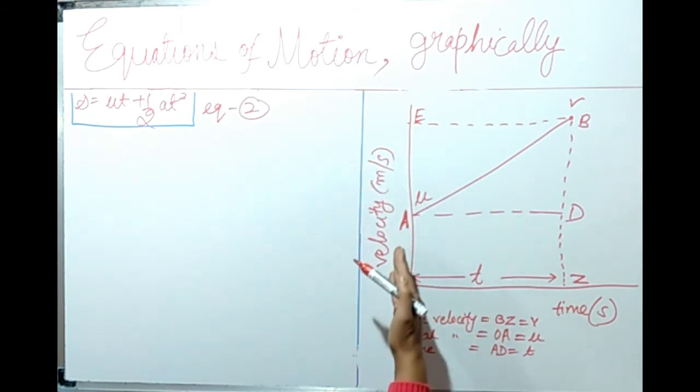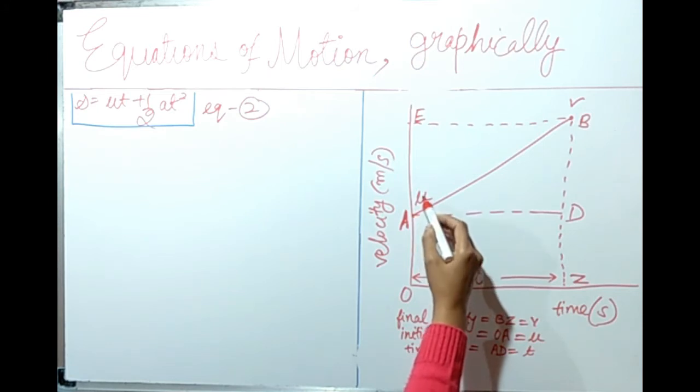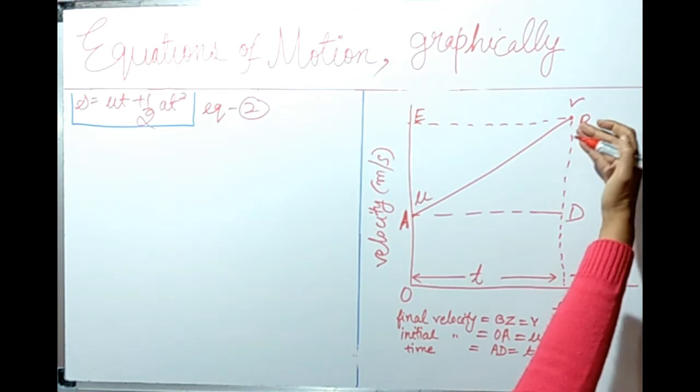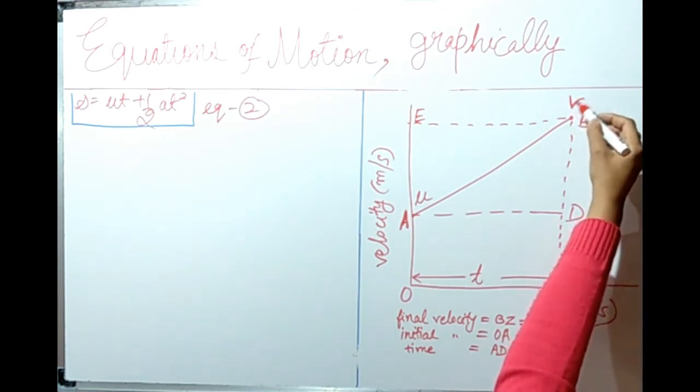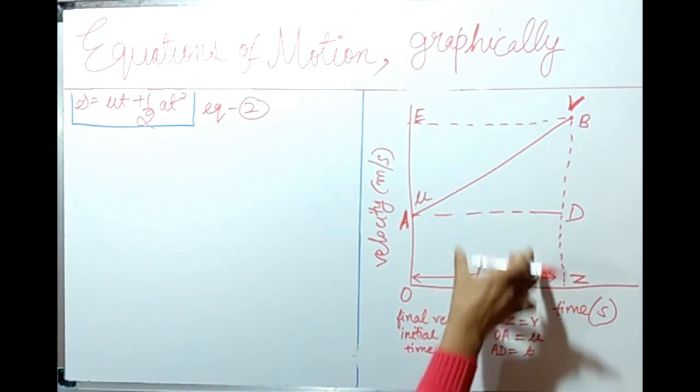On y-axis we have taken velocity, on x-axis we have time. This is our initial velocity u represented by point A, and this is our final velocity represented by B. This is v here, and this is time t, OZ, and that is also equal to AD. This is parallel to this.